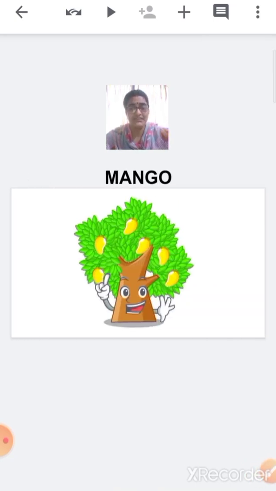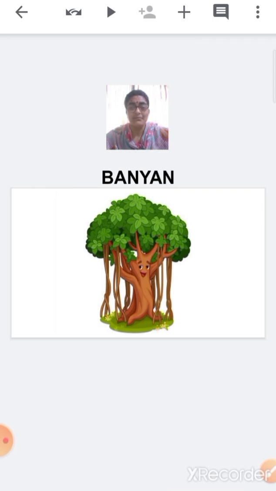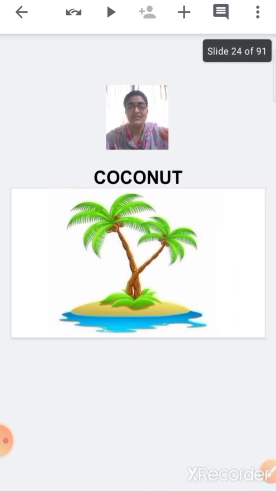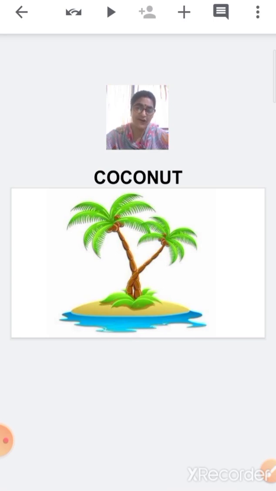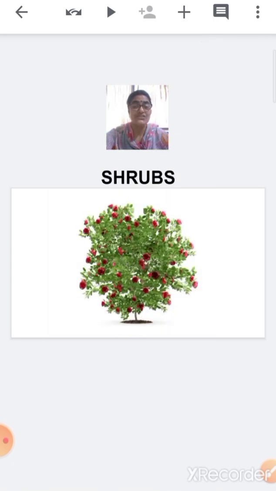Mango tree, banyan tree and coconut tree. These are the examples of trees. Okay. Now let's see the next one. That is shrubs. Now what are shrubs, children? They are small bushy plants and they are strong plants. Okay. They have a thin and woody stem. They are like bushes. Okay, children?